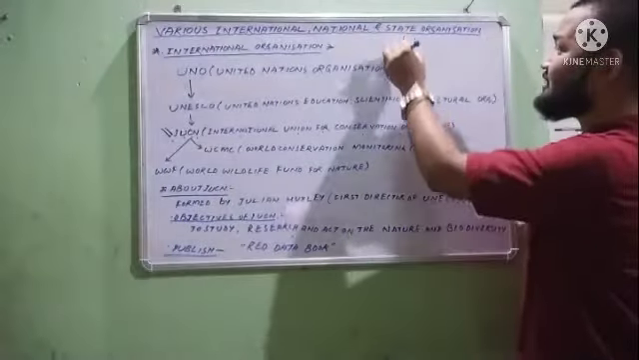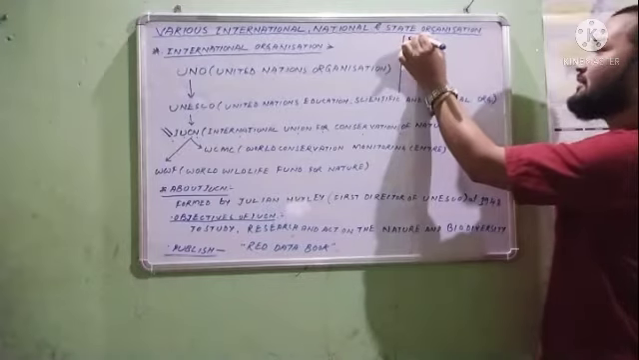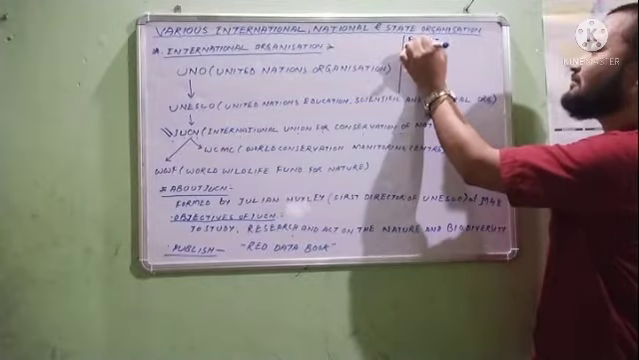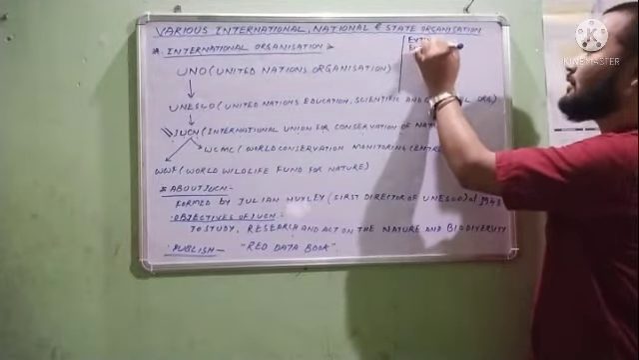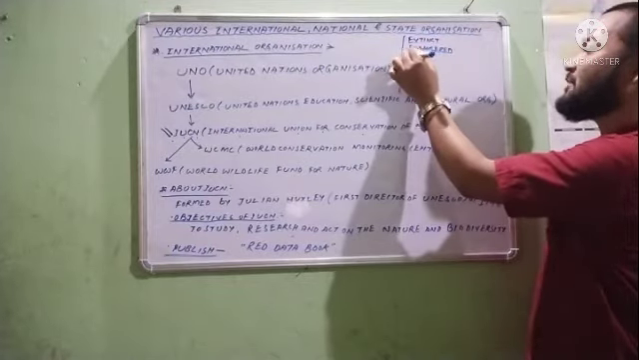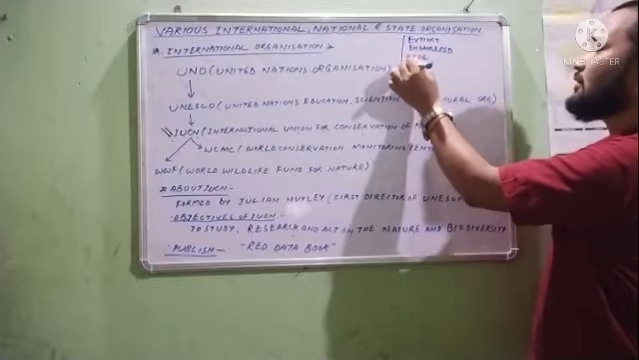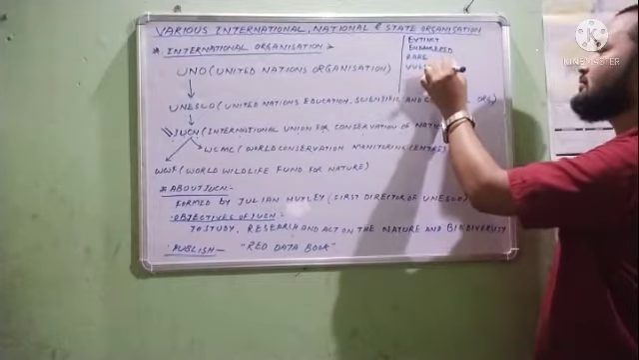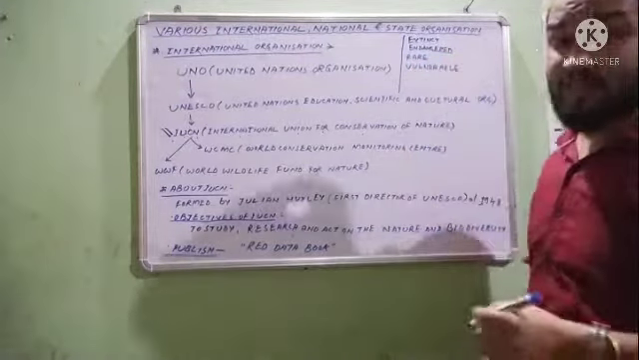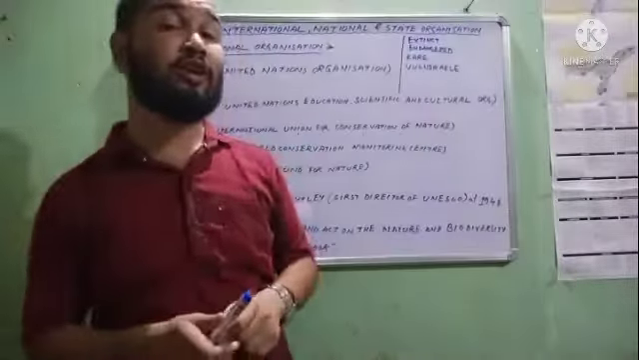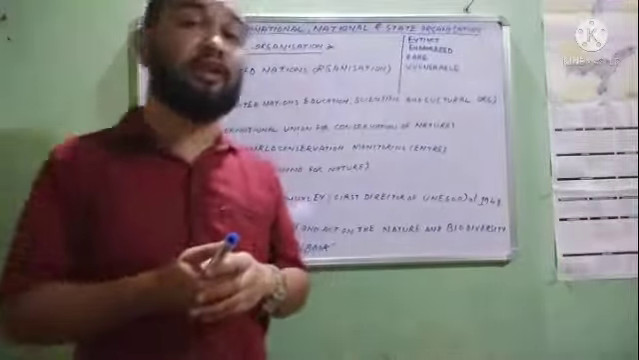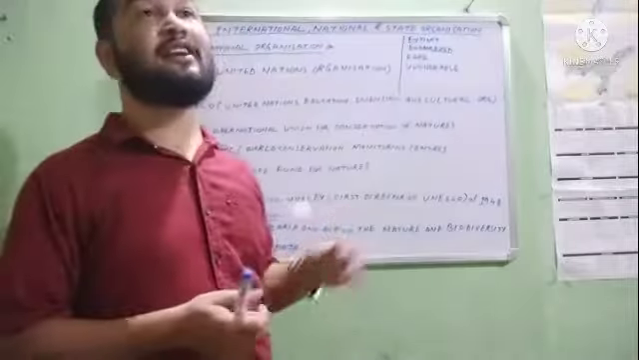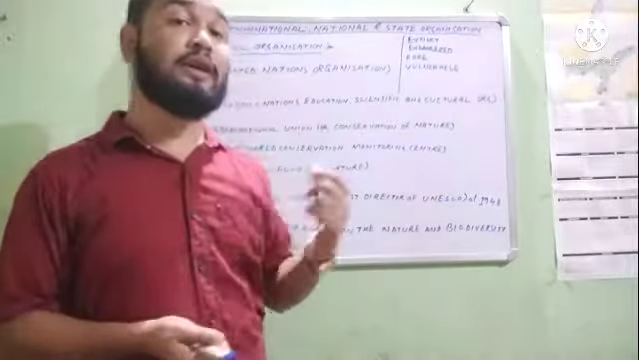species list. Species list means there are some extinct species, endangered species, rare species, vulnerable species. These are the species lists. That means according to their threat, according to their present condition. IUCN publishes one book every year, that is the Red Data Book.